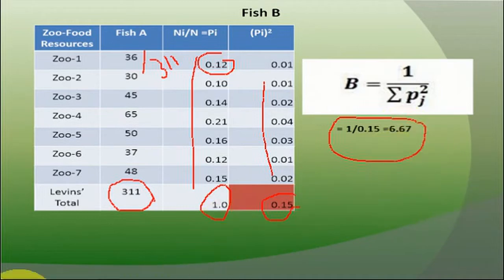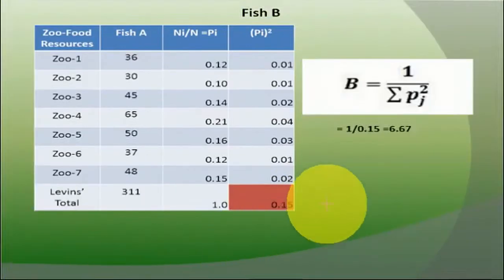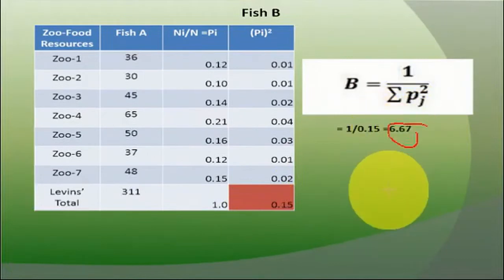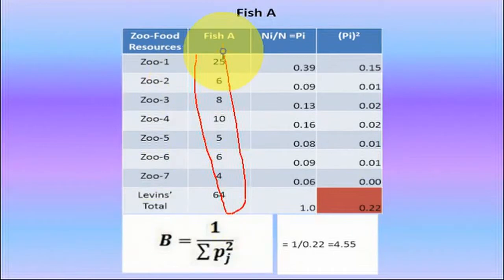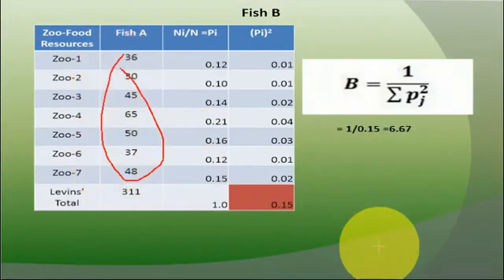Remember, although in the previous slide we got 4.55 and now we are getting 6.67, we cannot say it is high or low because these numbers are different. Depending on this number, this figure changes. So we need a scale.